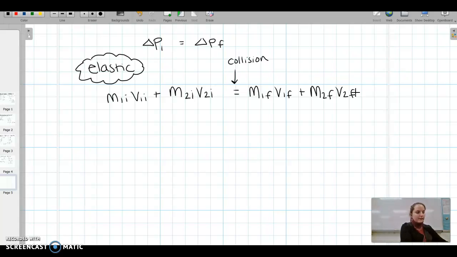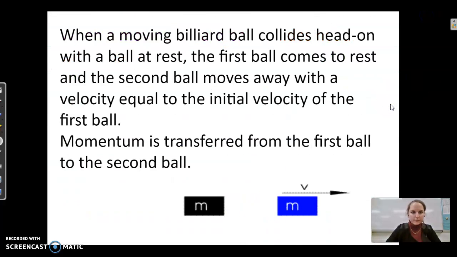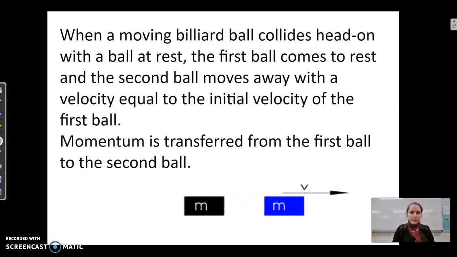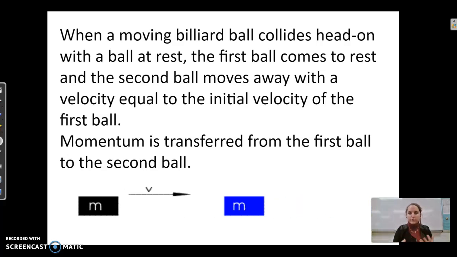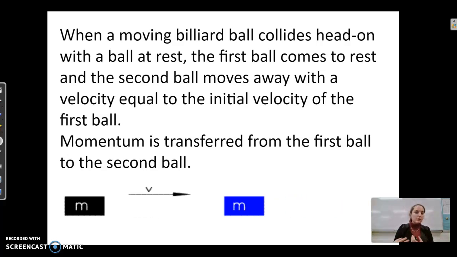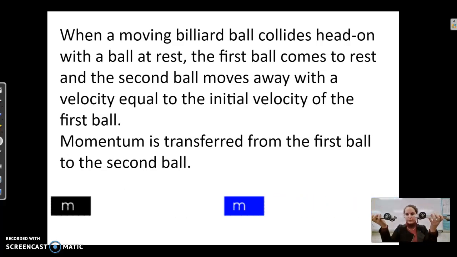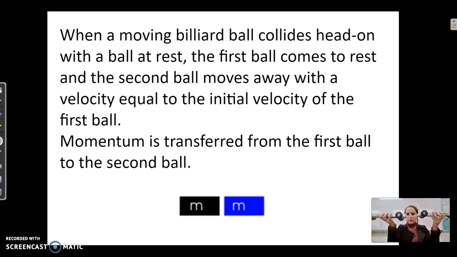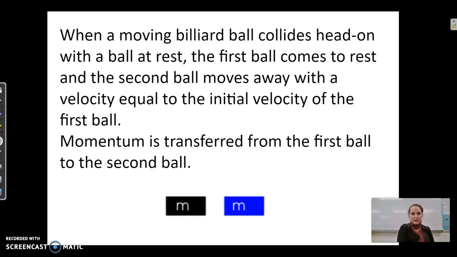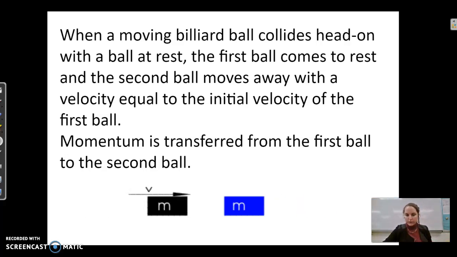All right, so another good example of this is with pool balls, or billiard balls. So when a moving billiard ball collides head-on with a ball at rest, the first ball comes to rest and the second ball moves away with a velocity equal to the initial velocity of the first ball. Again, just like we saw with our carts, when one collides with the other, the other is going to walk away with the same amount of velocity that cart 1 came in with. And that is just because the momentum is transferred from one cart to the other cart.